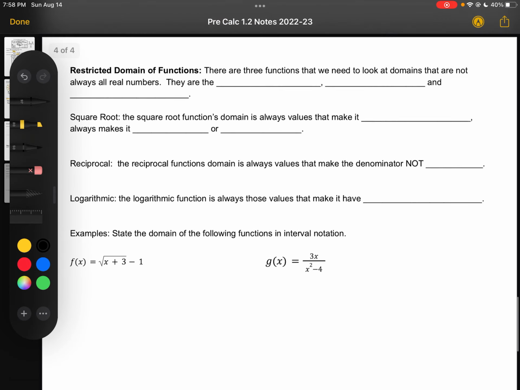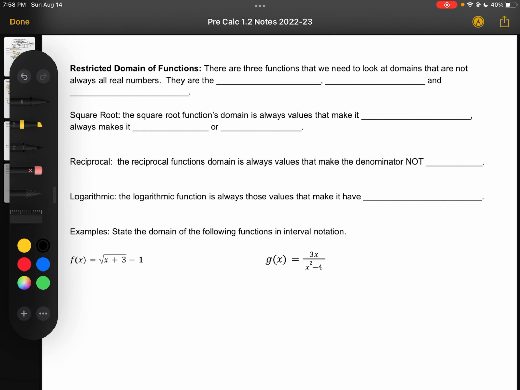All right, last thing for today, restricted domains of functions. So this one, we're not looking at things anymore. We're going to be doing basically what's related to solving here. So for restricted domains, there are 3 functions specifically of the family that we've looked at this week that are not always real numbers. And what that means is when we see these functions, it's a big red flag. We know we need to do some evaluating to make sure.